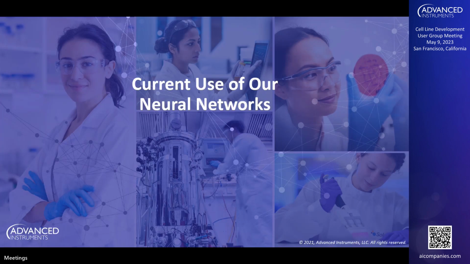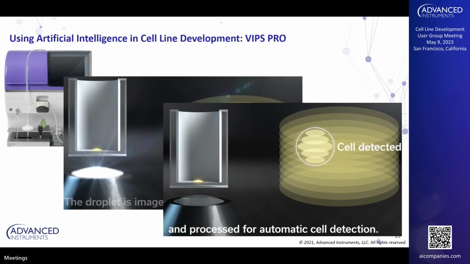All right. As I alluded to earlier, we have a few different flavors of our neural networks. Each one has a very specific function. The first is the VIPS Pro. It utilizes a neural network to detect the cell within that droplet after it's deposited, again creating the first of the two blocks of assurance for clonality. I think most of the folks in the lab here and online are familiar with the VIPS. Detailed explanation later on during the day.